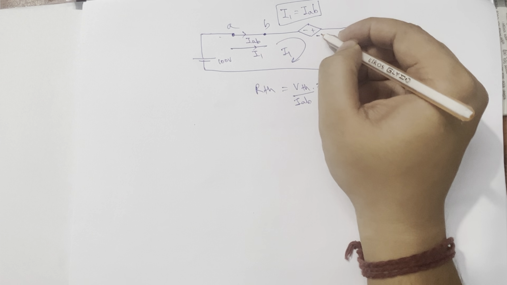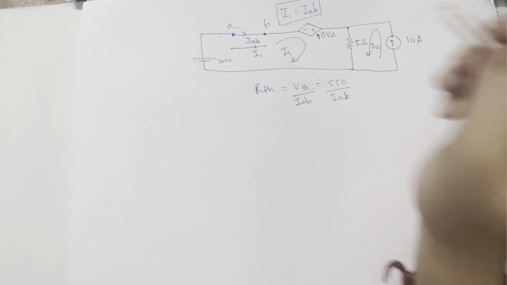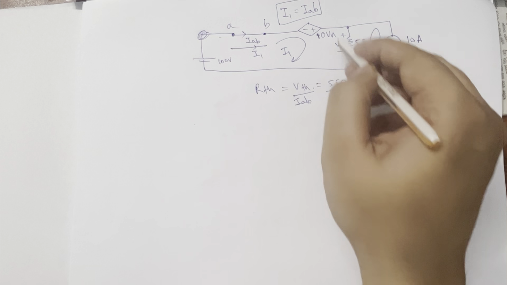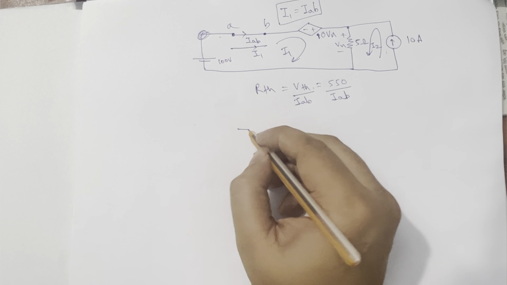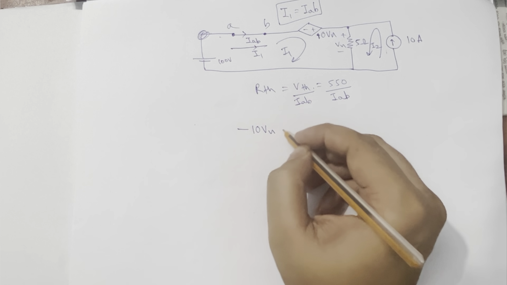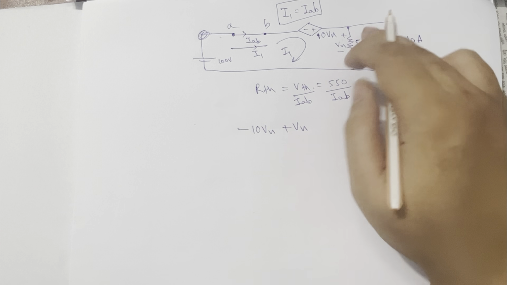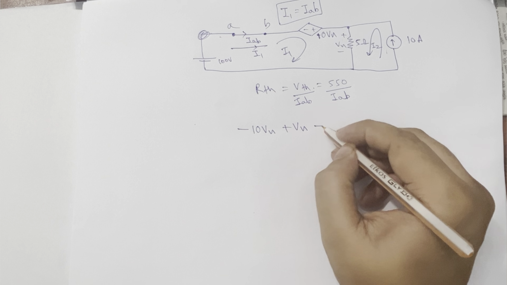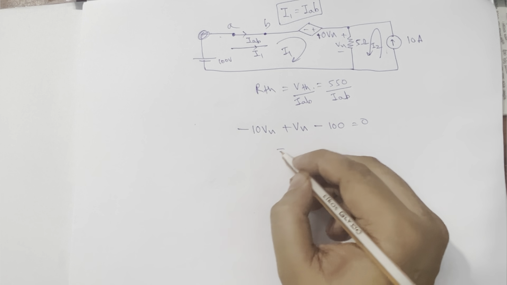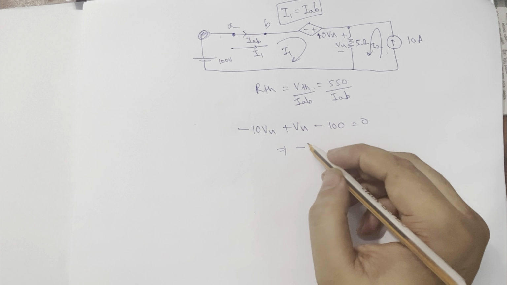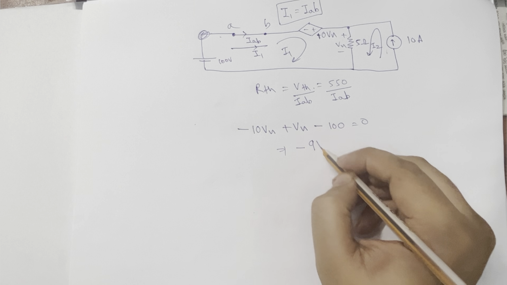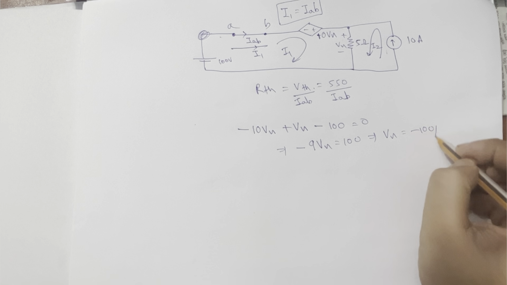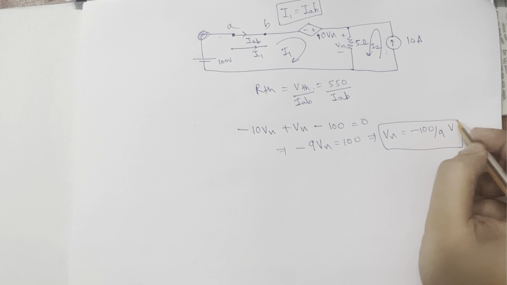This is nothing but 10 Vx as per the question, and this is nothing but plus Vx. Let's start from this point and again come back to this point and write a KVL equation. So minus 10 Vx plus Vx. We are not using IR to write here because we don't want to increase our unknowns, okay? Minus 100 equal to 0. So minus 9 Vx equal to 100, which implies that Vx equals minus 100 by 9 volts. We came to know Vx.